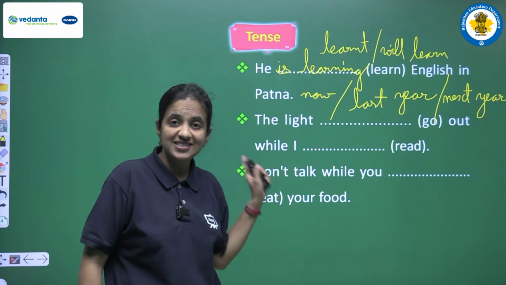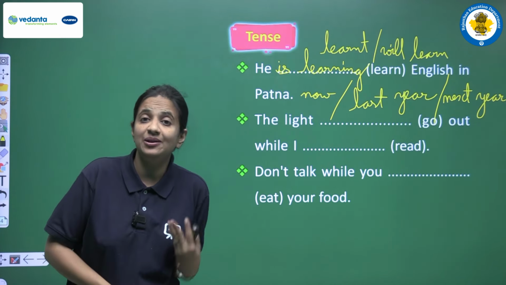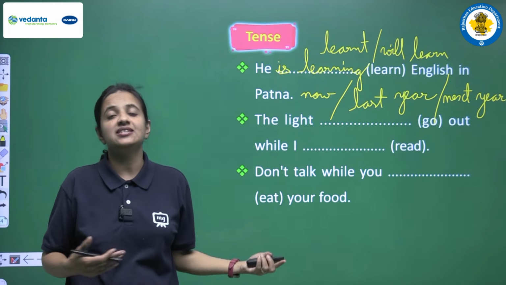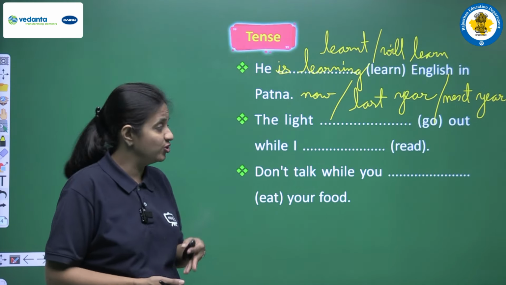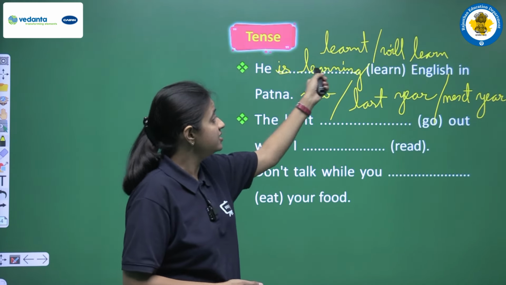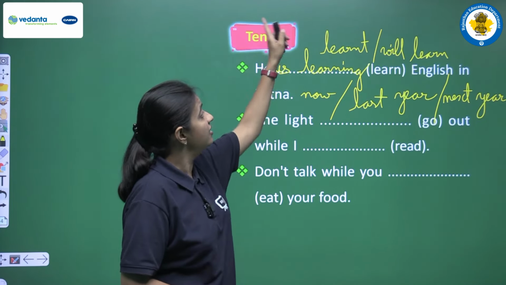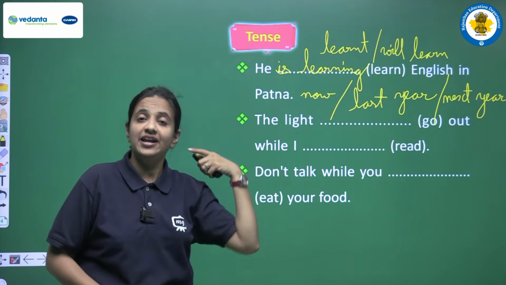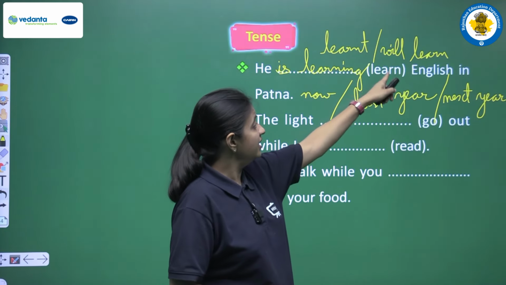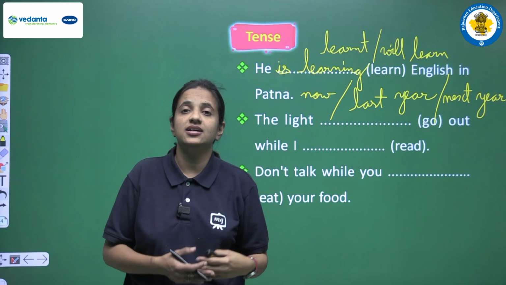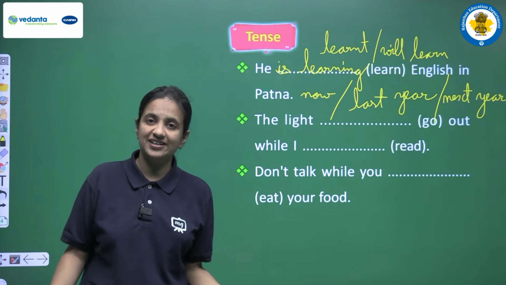But now in this sentence we are having no such words, so here we are having the liberty to make this sentence in our choice, to make this sentence of any tense, past, present and future. So if we are writing he is learning English in Patna, it's the correct answer. If we are writing he learned English in Patna, it's the correct answer. And if we are writing he will learn English in Patna, then also it's a correct answer. Then also it's the correct structure of a sentence.